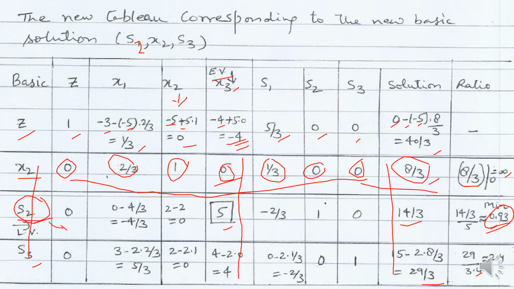So now this becomes our pivot row, and this element 5 becomes the pivot element, and we will divide this row by 5 to get the new pivot row. Once we divide it by 5, we will get the new row, and with the help of that new row, we will be writing x2 and s3 rows. And in the next table, x3 will enter and s2 will leave. So let's go to the next table.